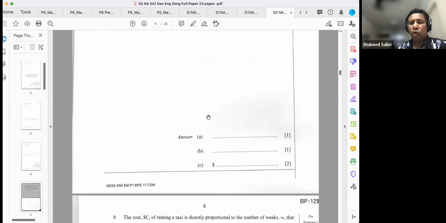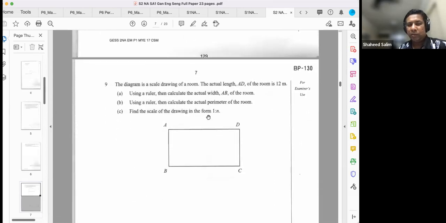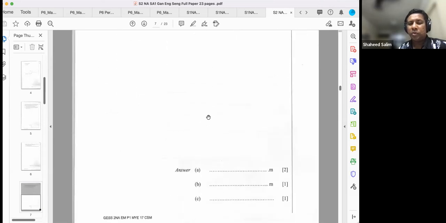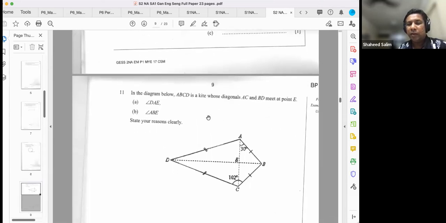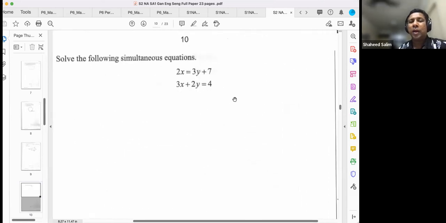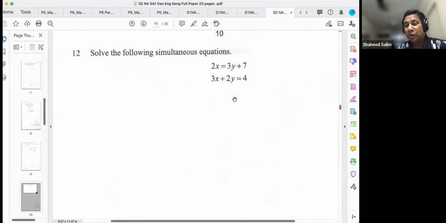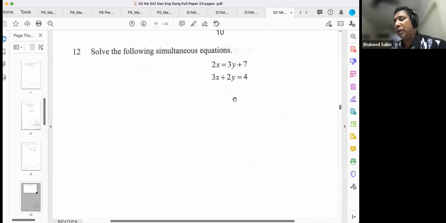This one we do the too long question. Scale you're not doing because this is an SA1 paper. Angles you have not started yet. Diagonals you're not going to do yet. This one, you're going to be tested on simultaneous questions, coming out, right? Should be. Okay, you try.